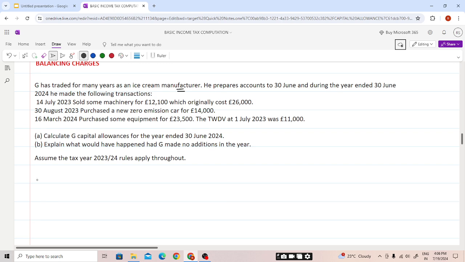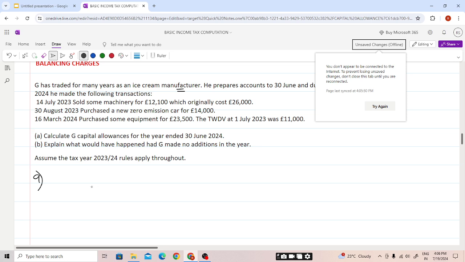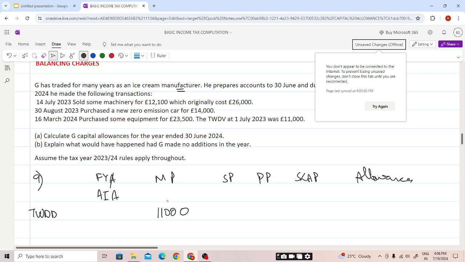We need to see in two cases. Now students, FIA, AIA, main pool, special pool, private pool, short life asset pool and allowance column. Now the tax written down value brought forward, students, is 11,000. It will be main pool, nothing is mentioned. It is mentioned here that the equipment is for business use.